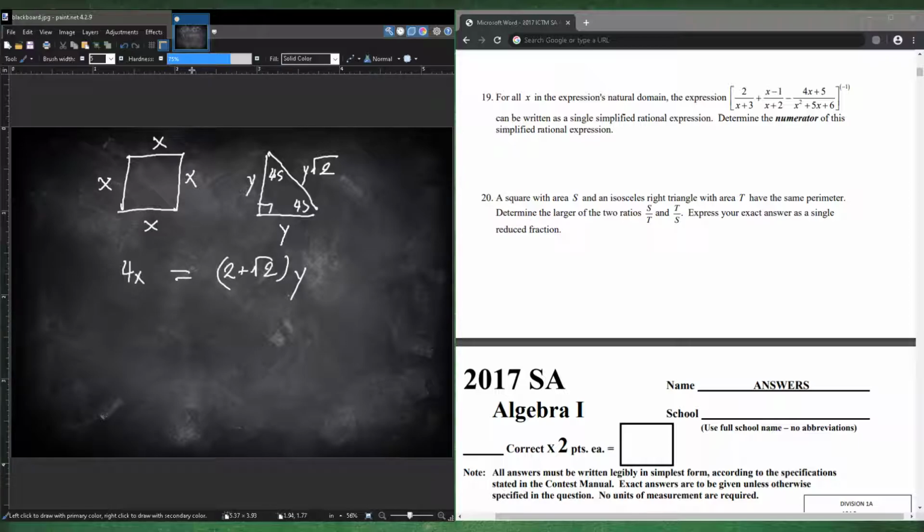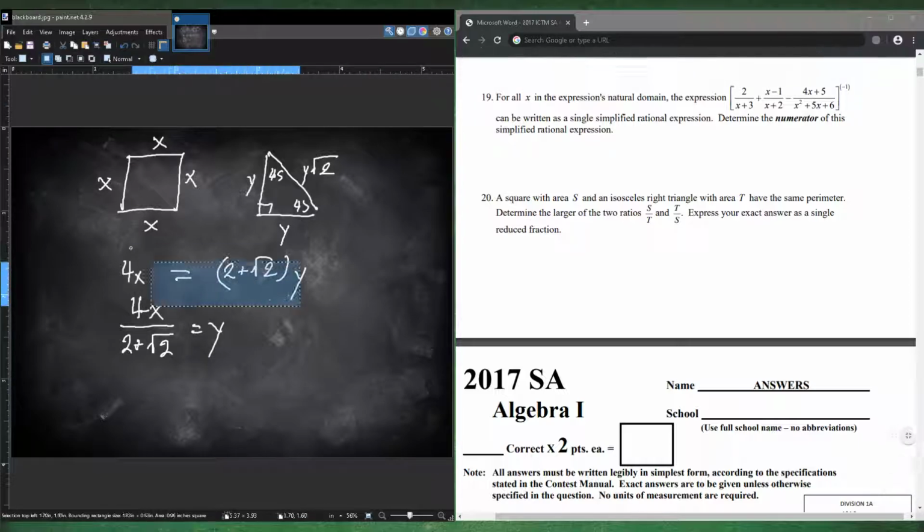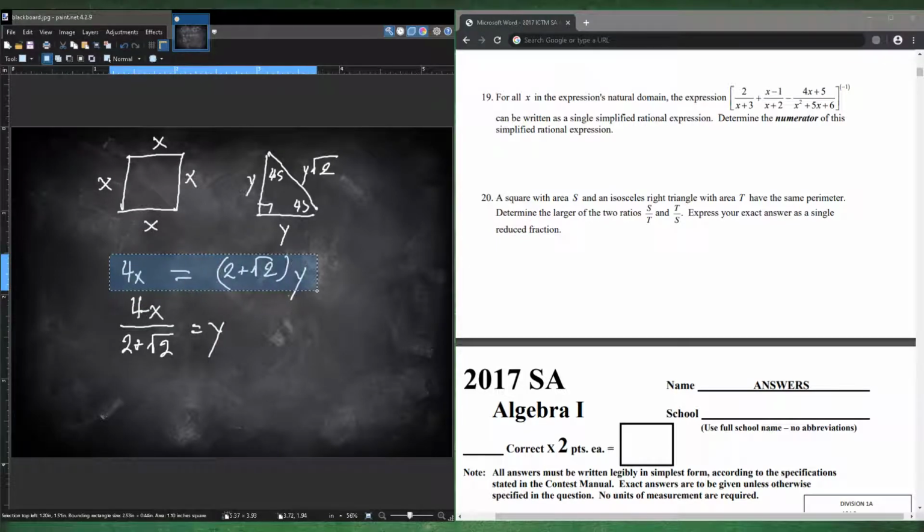So we have to set these two equal to each other because they're the same perimeter, right? So that tells us that if we want to find y in relation to x, y is going to be 4x divided by 2 plus square root 2. So knowing that, let's delete this, because we know what y is. We just have to substitute every single y with that.